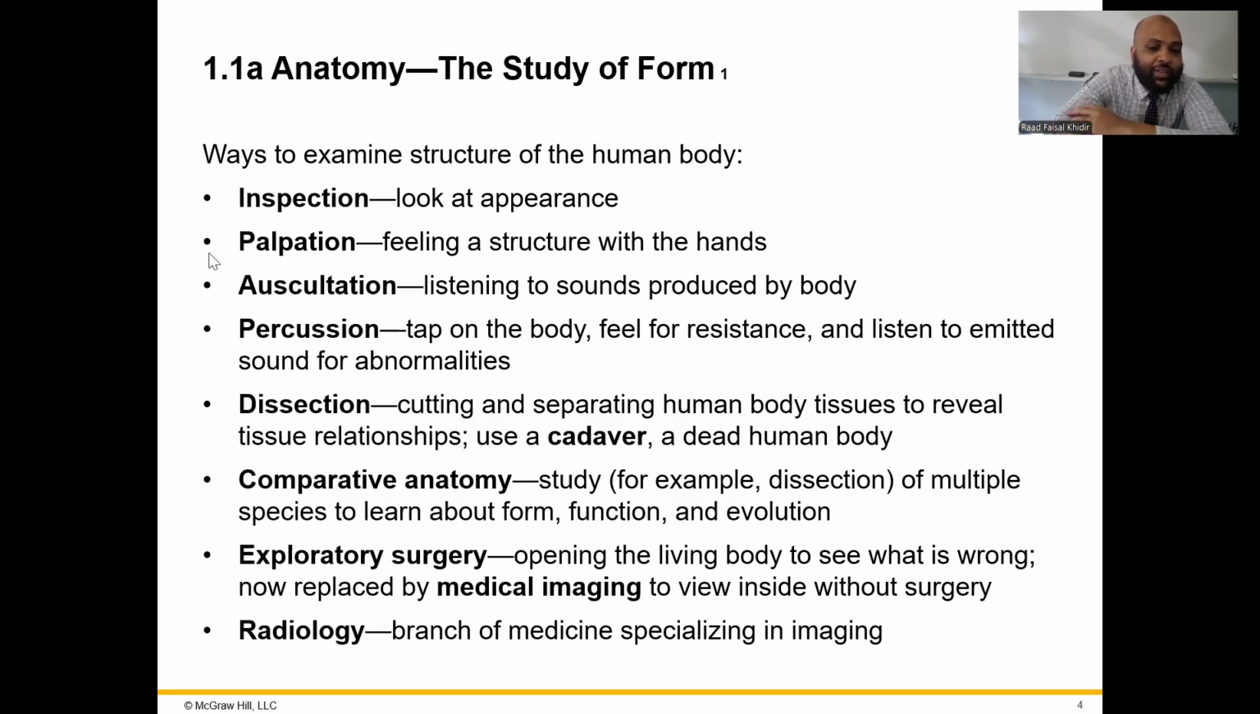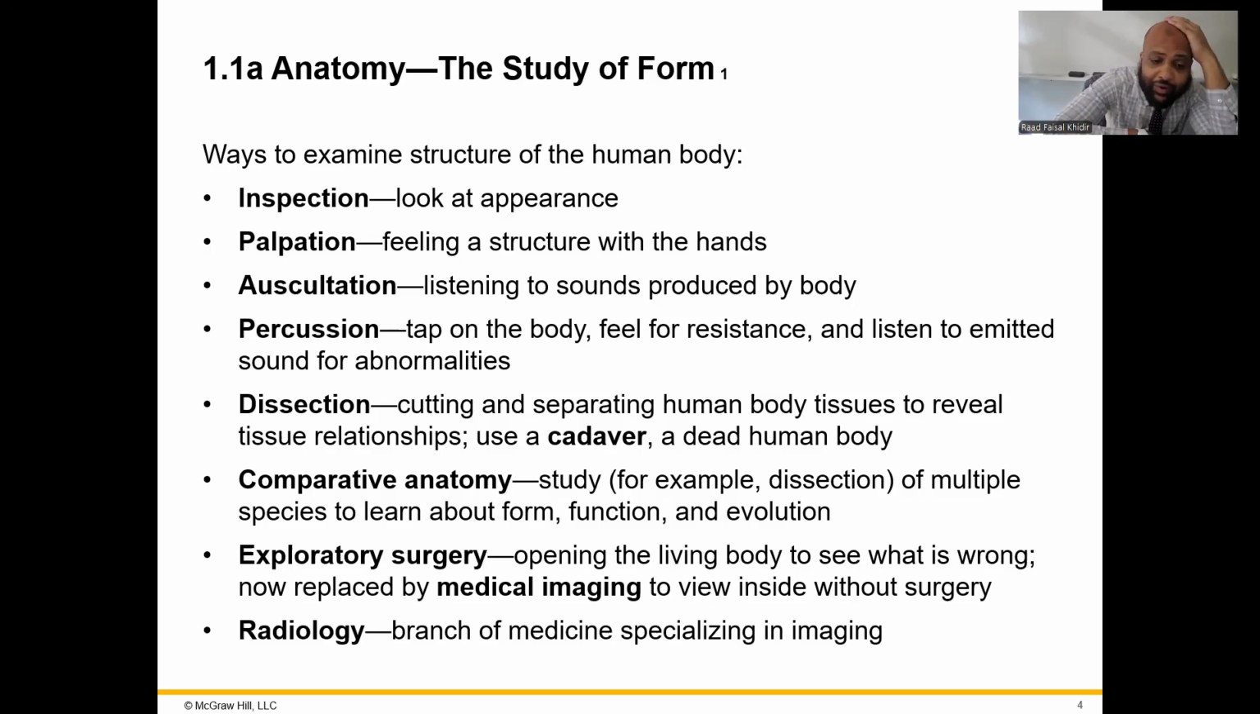There's dissection, and that is the cutting and the separating of the human body tissues to reveal the tissue relationships. And for that, we use a cadaver, a dead human body. And as we said, back in the day, they used to do this dissection on slaves, living slaves, and prisoners or people who were sentenced for execution.